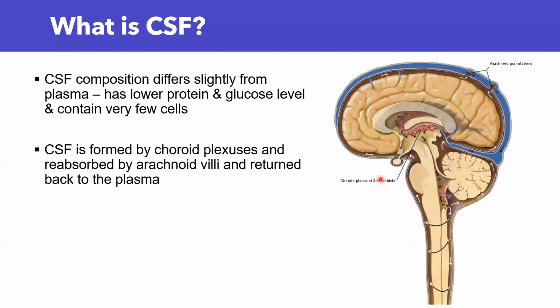CSF composition differs slightly from plasma. It has lower protein and glucose levels and contains very few cells. CSF is formed by the choroid plexus, and reabsorbed by the arachnoid villi and granulations, and returned back to plasma through the venous system.